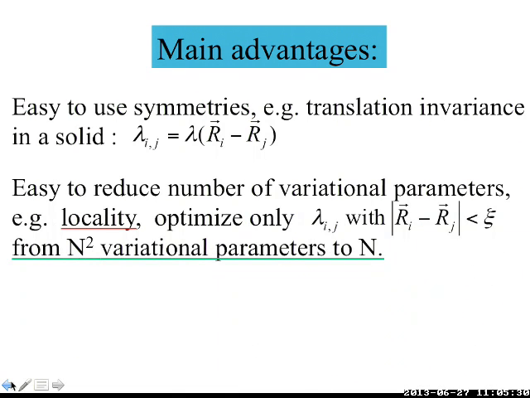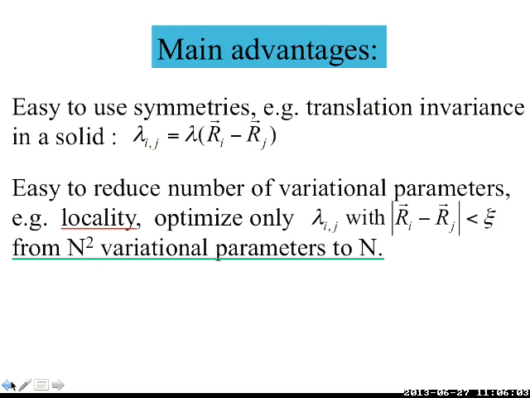Then you can use locality. This is the most important thing that I have found recently. Suppose that lambda ij is the density matrix. This is easy to understand if you have an insulator, so it should decay. If you restrict the calculation and don't consider the variational parameters that connect localized orbitals that are too far apart, you can assume there is no point in optimizing those variational parameters, and you can exclude them from the optimization.